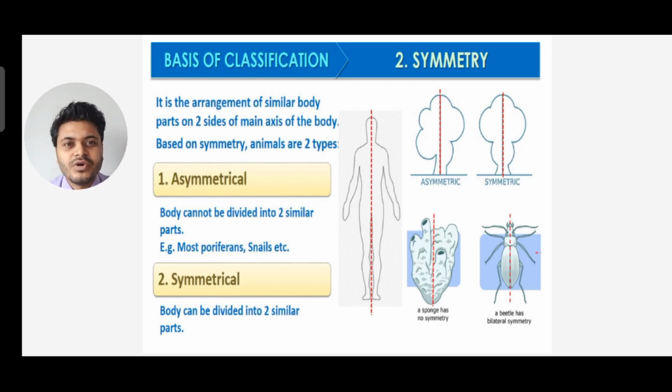Examples are most poriferans and snails, etc. Here the body parts cannot be separated equally. And the next is symmetrical. Here the body can be divided equally into similar parts, like we human beings can be divided in bilateral symmetry. All right. So you can see the first one is asymmetric, the second one is symmetric. For example, a sponge has no symmetry, whereas a beetle has bilateral symmetry. Human beings also have bilateral symmetry.